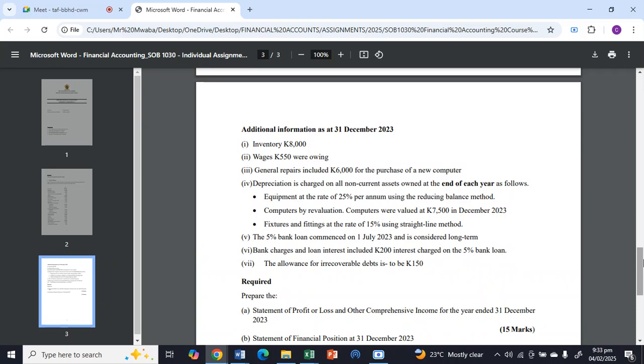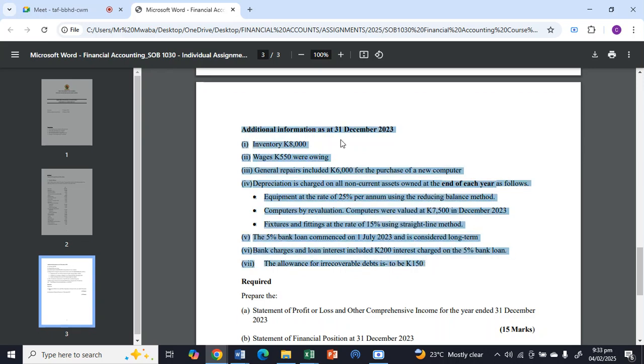Okay. So now, whenever you're dealing with questions with financial statements, before you even start making those financial statements, there are some adjustments you want to go through. There's this additional information. You have to look at this additional information first because it means there will be some adjustments that you need to do. So we'll be walking through each adjustment one at a time.